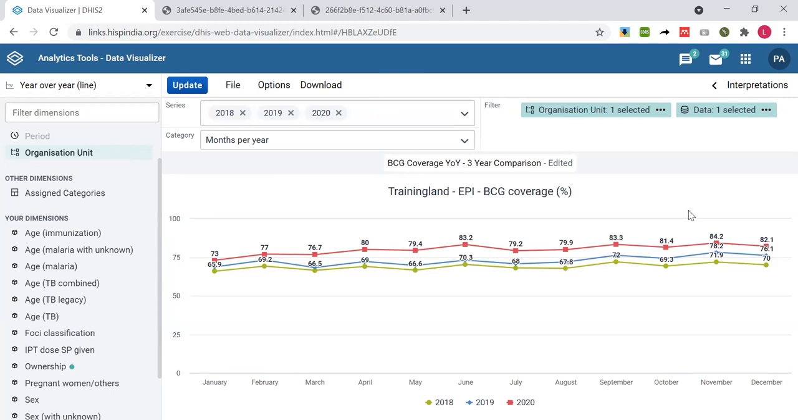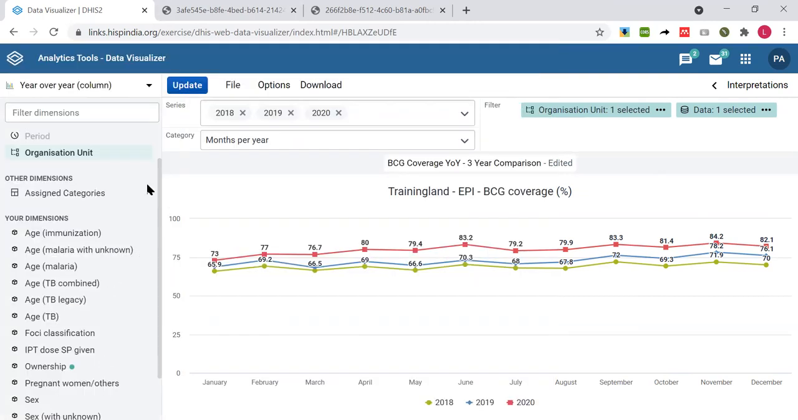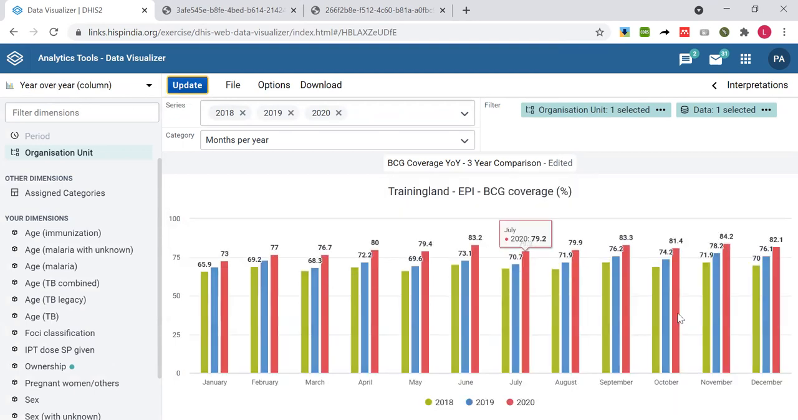I think we didn't use year over year column. We have just been using year over year line only. Oh, you want to do it in, okay. Let's try to do year over year column. Yeah. Okay. So I change it to year over year column and I update. And this is what I see, right? So that's exactly what I was going to do next.